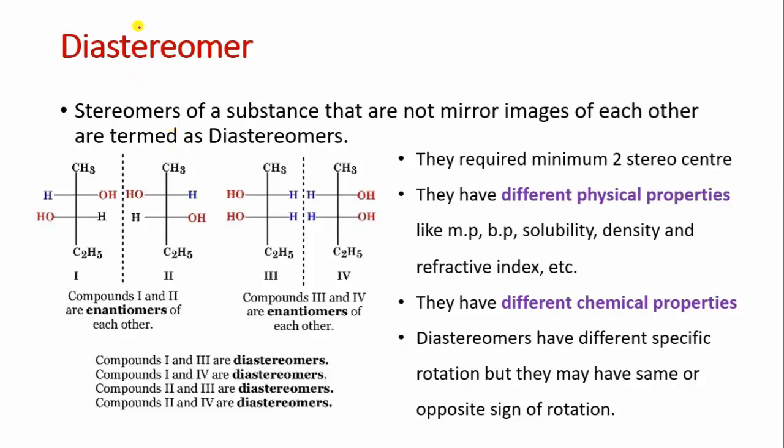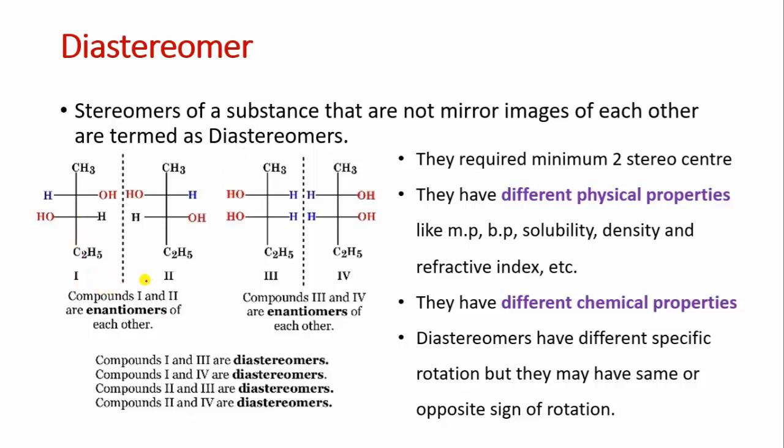Now diastereomer. Stereoisomers of a substance that are non-mirror images of each other are termed diastereomers. Means diastereomers are neither mirror images nor superimposable. Here is an example.